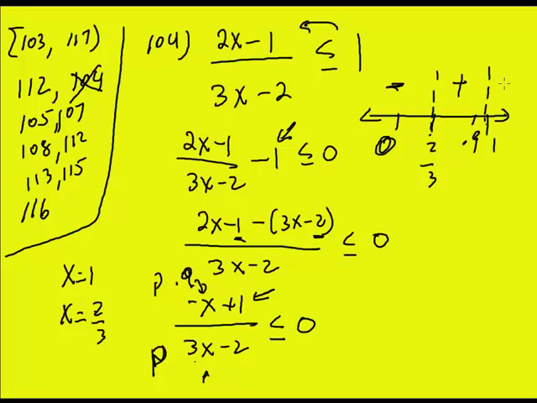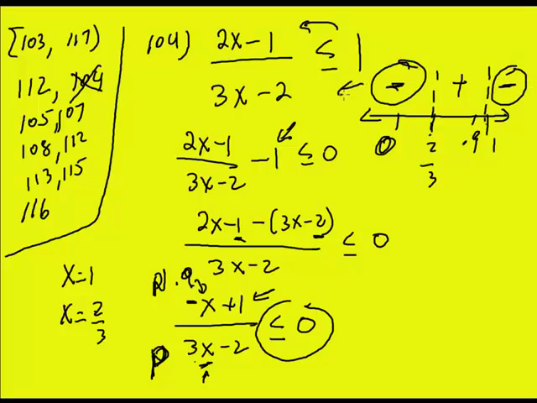Put a big positive number, like a billion. This top becomes negative because of the negative sign. Bottom is positive because when you subtract 2 from a billion, you get positive. So negative over positive is negative. The question we're asking is, where is this thing less than 0? It's less than 0 there, and it's less than 0 there. So it means left of 2/3 is less than 0.